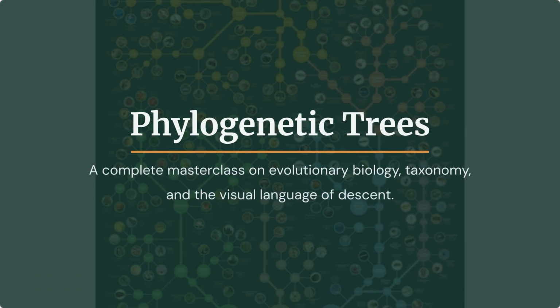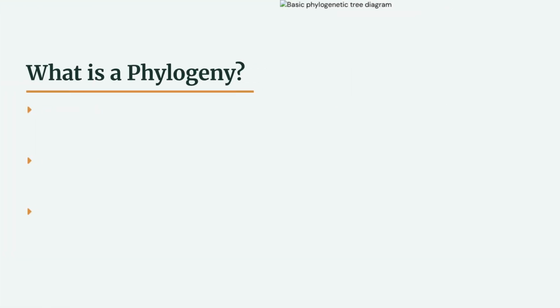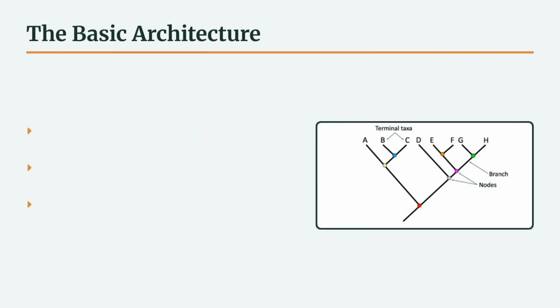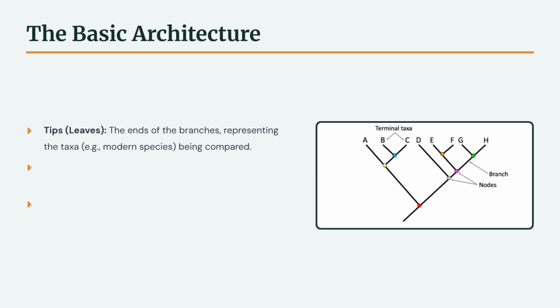Welcome to this complete masterclass on phylogenetic trees, diving into evolutionary biology, taxonomy, and the visual language of descent. A phylogeny is a branching diagram representing the evolutionary history of organisms. It shows how different species descended from common ancestors, demonstrating a branching pattern of divergence over time, rather than a ladder of progress. The basic architecture includes tips or leaves, which are the organisms being compared.